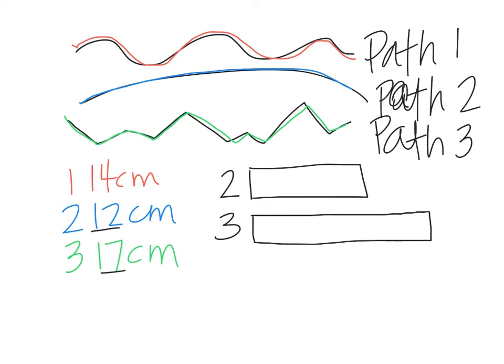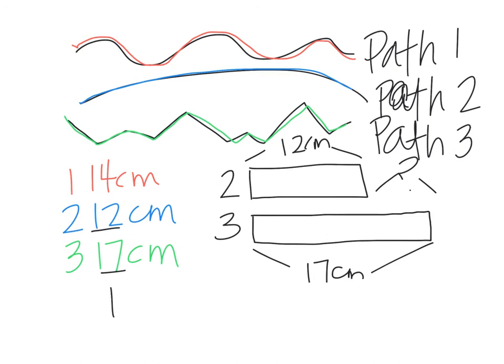So path 2, we said, is 12 centimeters. Path 3 is 17 centimeters. And I want to know how much shorter path 2 is than path 3. Oops, I did not mean to do that. Where's my eraser here? There we go. Go back to my pen. Perfect. This is a question mark. There we go. So path 2 is how much shorter than path 3? We need to compare, subtract.